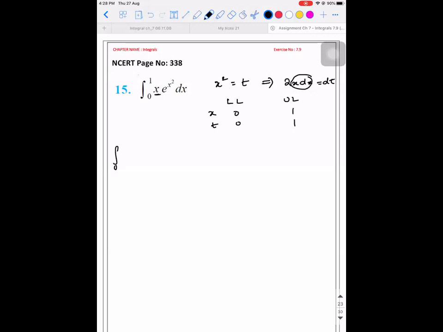So integral of 0 to 1, in the place of x dx, I can write it as dt divided by 2 into e power t. So e power t divided by 2 between 0 to 1 is the answer. So that will be e by 2 minus 1 by 2.